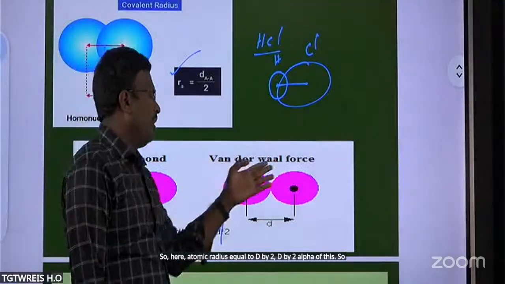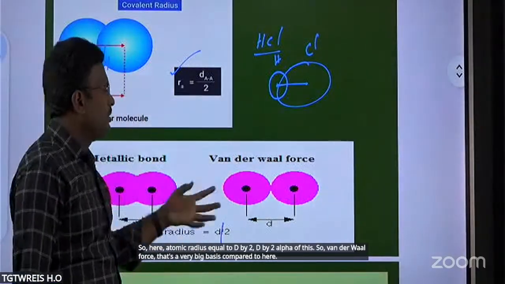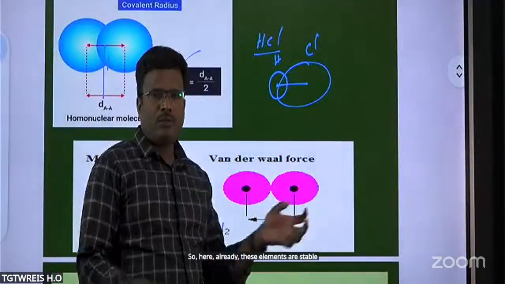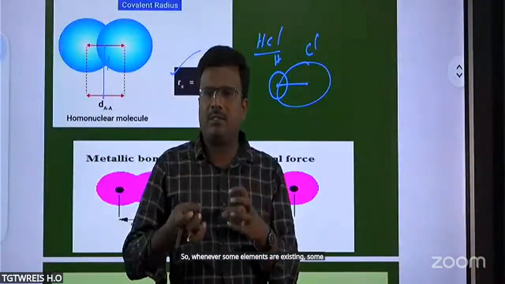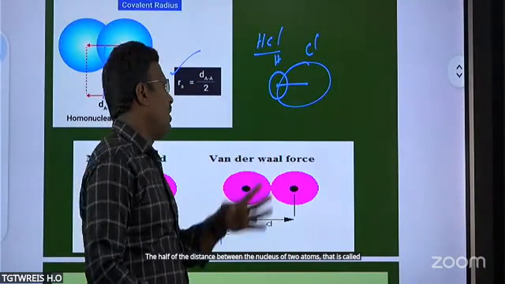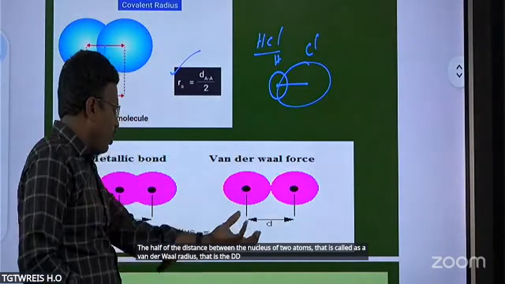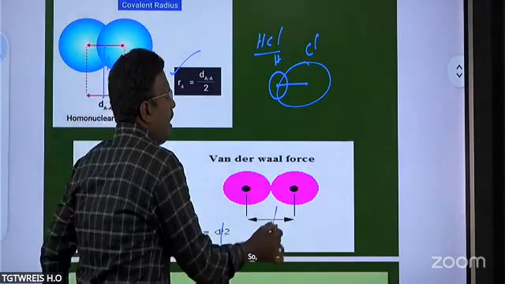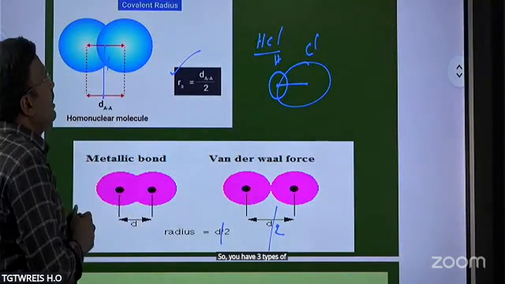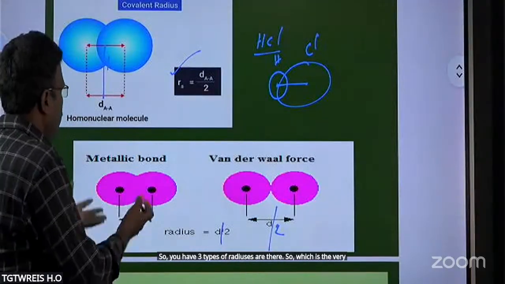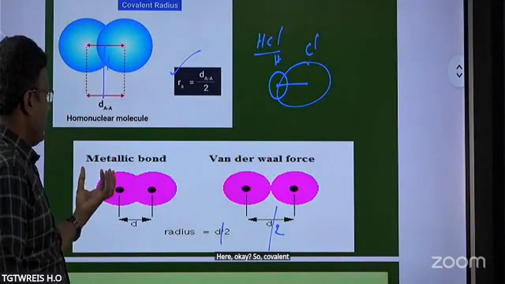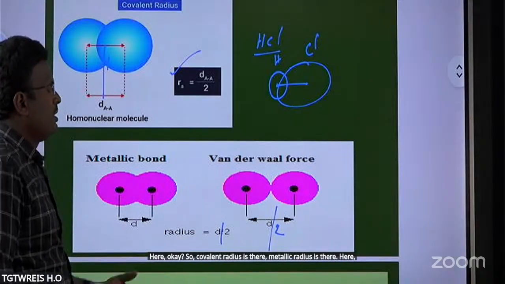Now van der Waals forces are very weak compared to the others. Here the elements are already stable. When atoms exist at some distance, half of the distance between the nuclei of two atoms is called the van der Waals radius, d by 2. So there are three types of radii. Covalent radius and metallic radius are stronger, while van der Waals forces are very weak.